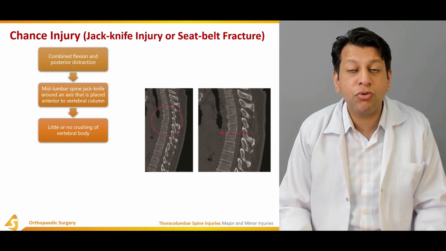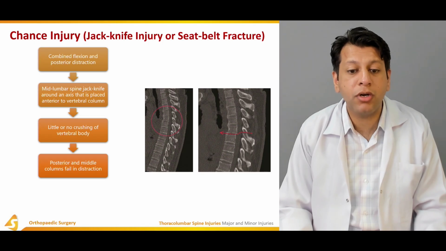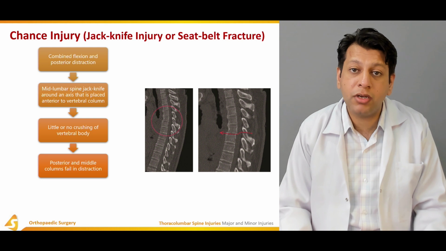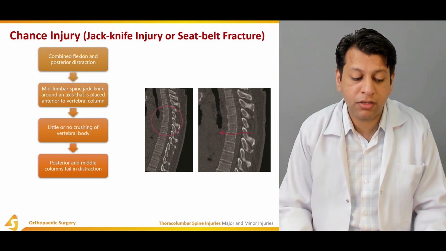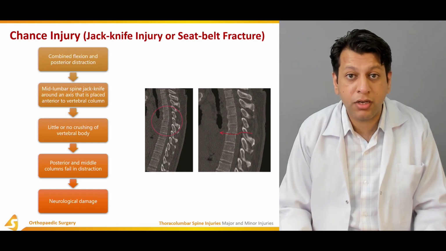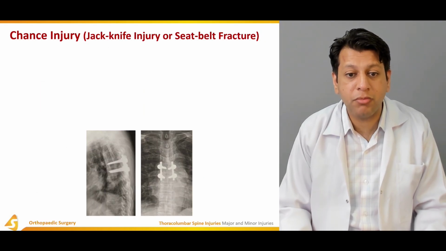There's little or no crushing of the vertebral body, but they may be associated with the posterior and middle column failing in distraction. Why? Because there is massive ligamentous or osteoligamentous injury. This may be associated with neurological damage as well, and usually it's unstable.